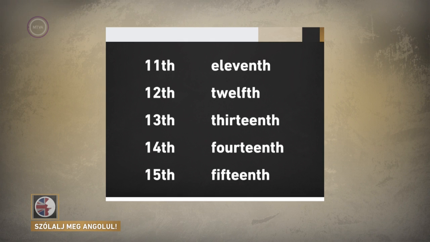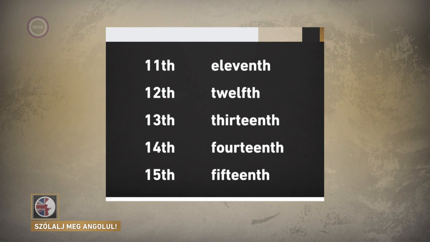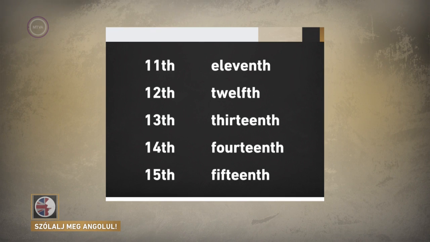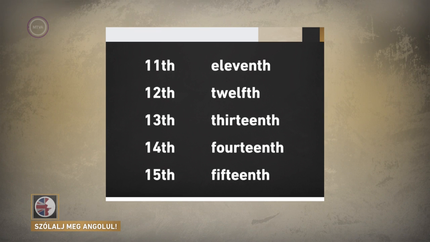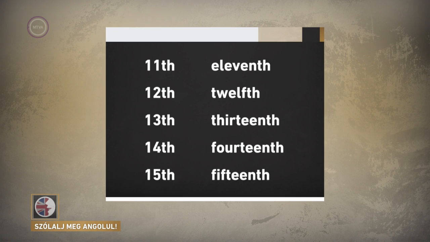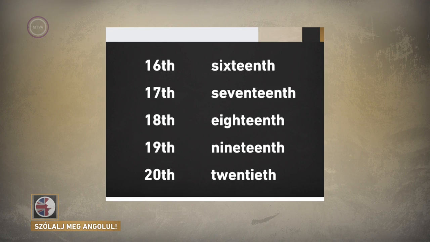We replace the VE with F and then we add TH. We just have to be a bit careful. With the other ordinal numbers from 13th up, however, things are more logical. 13th is 13 plus TH. 14th is 14 with TH on the end. 15th is 15 with TH on the end. 16th is 16 with TH on the end. 17th is 17 with TH on the end.